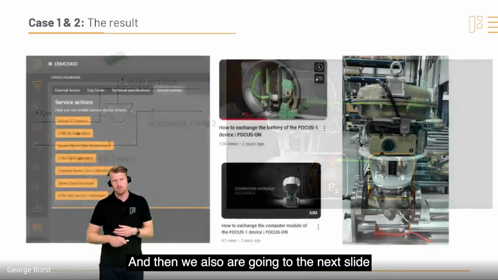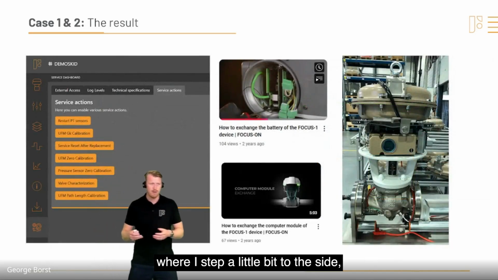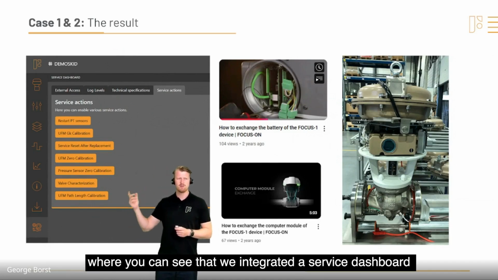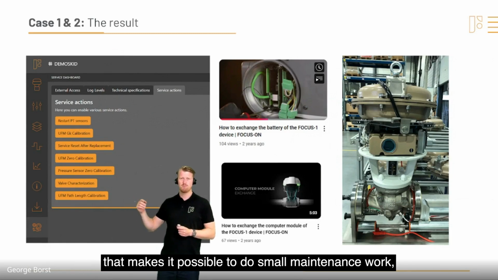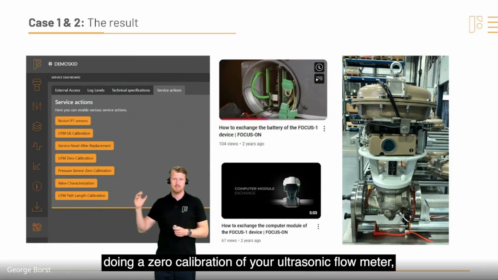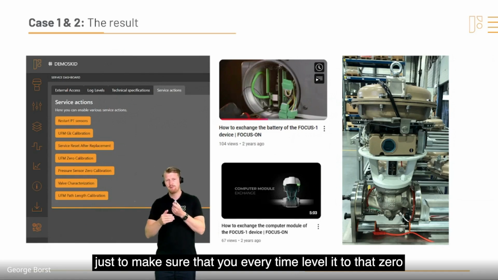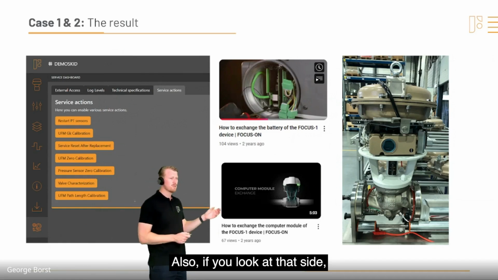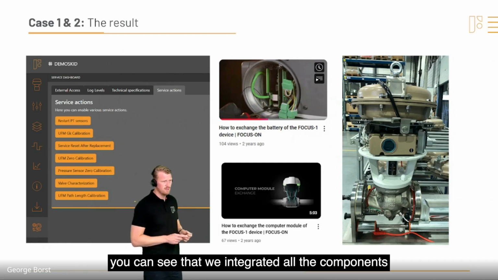And then we also are going to the next slide where I step a little bit to the side, else I block the information on this side, where you can see that we integrated a service dashboard that makes it possible to do small maintenance work, like doing a calibration of your PNT sensors, doing a zero calibration of your ultrasonic flow meter, just to make sure that you every time level it to that zero and make sure you have the right measurements.